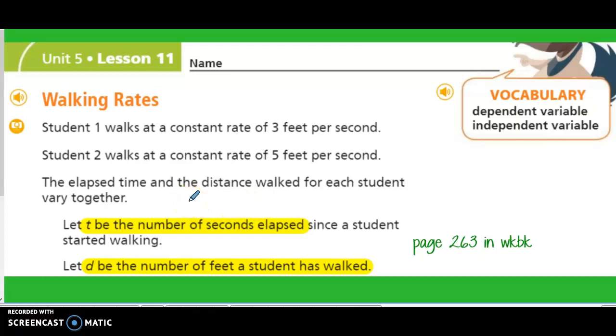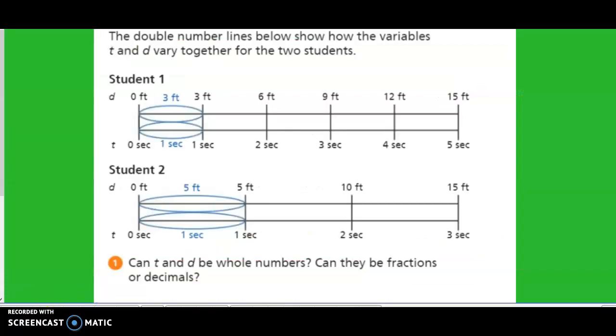Going forward with the rest of the examples, T will be the number for time in seconds that students are walking. D will be the distance a student walks, and the unit of measure will be feet. The double number line below shows how the variables T and D vary together. This will probably be the last lesson, unless some independent practice, using a double number line to picture what's happening.